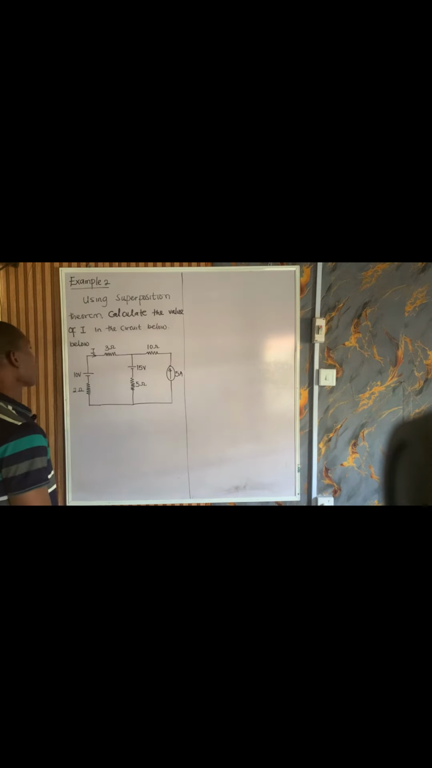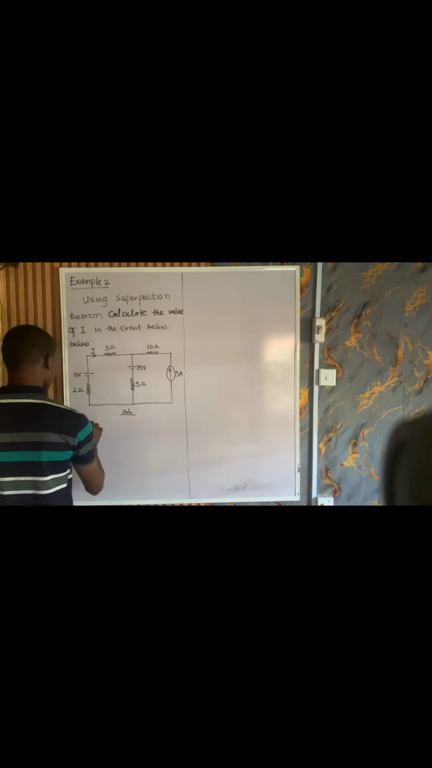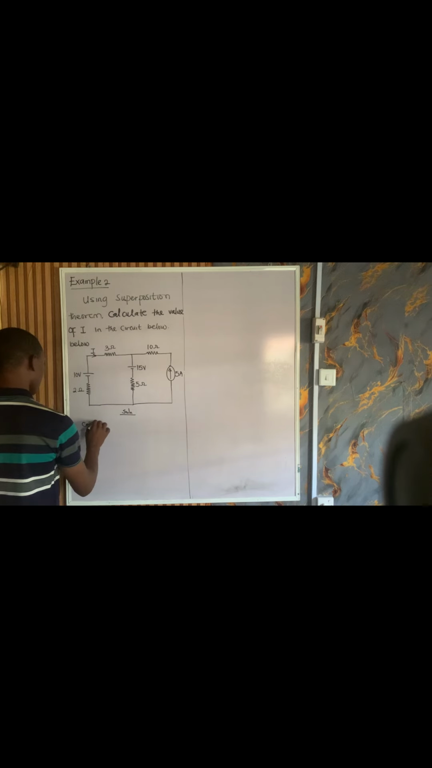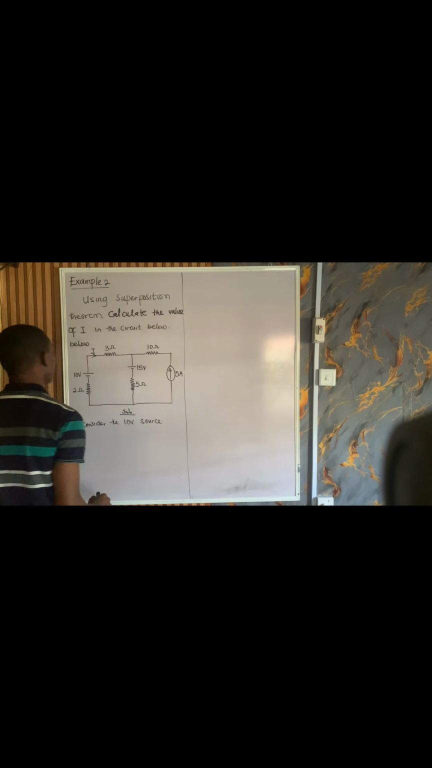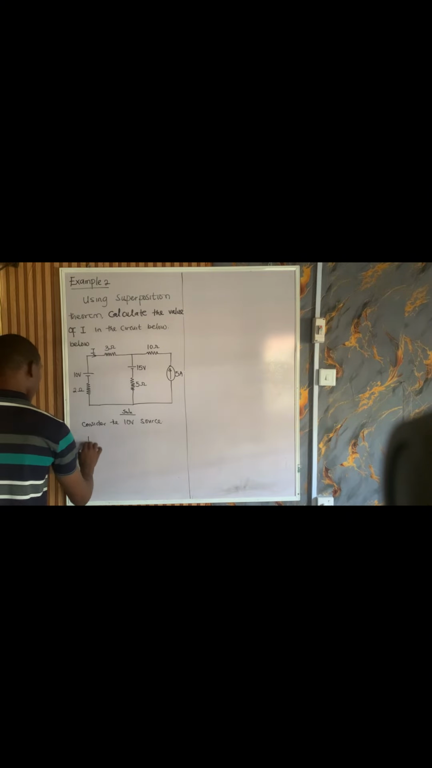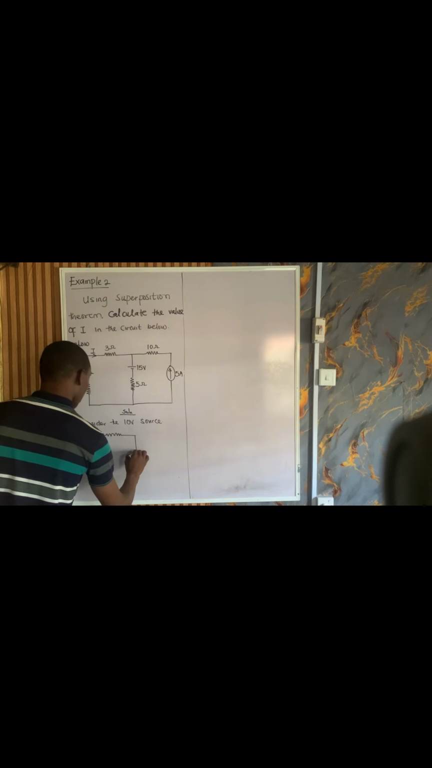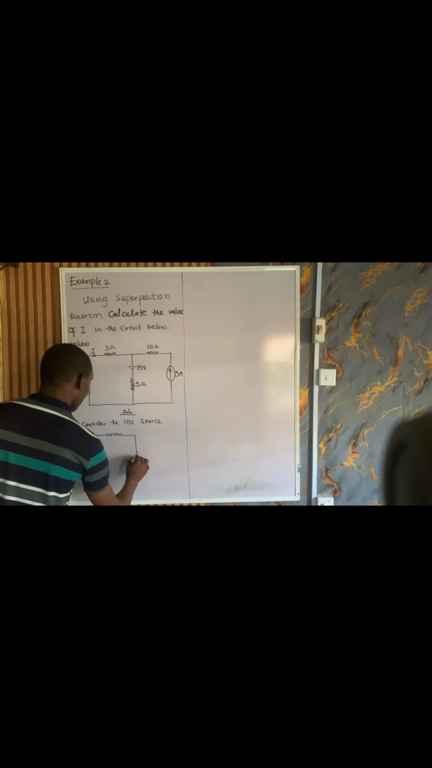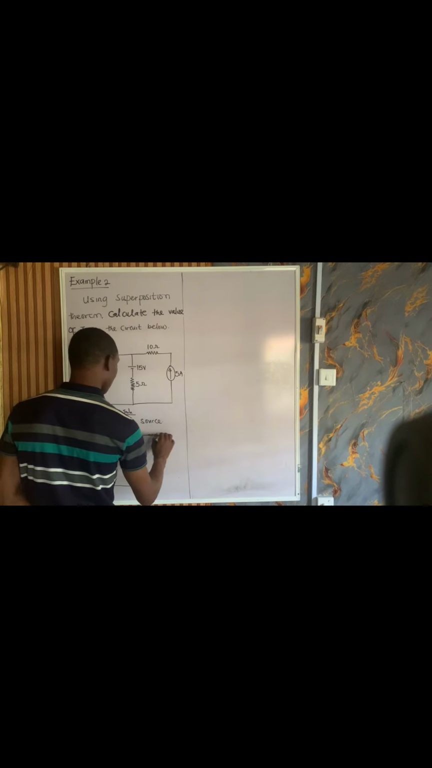Using the superposition theorem, calculate the value of I in the circuit below. So let's solve this now. Solution. The first one is to consider the 10 volt source. That will mean removing all other sources. The 15 volt source is removed and short circuited, and then the current source is open circuited. We open that part.